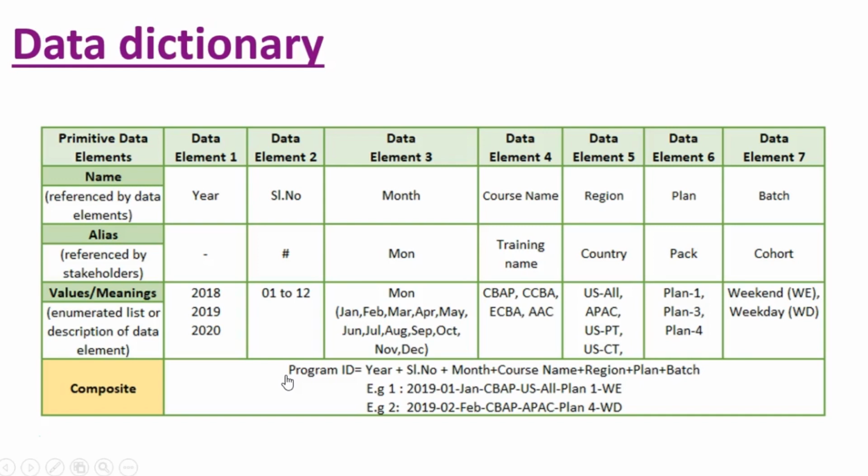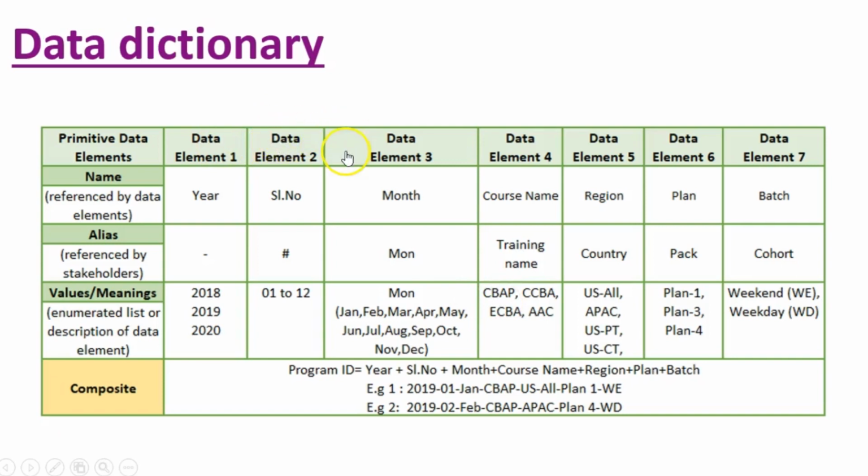So a program ID would comprise of, now this program ID is just for our reference, how we distinguish one program from another, because we have various programs running, we have multiple courses, multiple plans, multiple batches running, so there should be some unique way of identifying these programs, and we have used this particular way of identifying. So we are using year, a serial number, month, course name, region, plan, and batch.